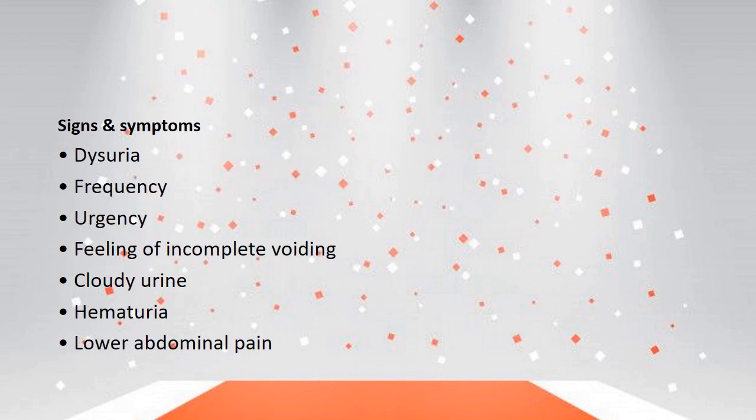The signs and symptoms may be dysuria, which basically means pain or burning sensation on urination. Then the frequency may be increased, maybe more than once every 3 hours. Then the urgency is so urgent, you really feel pressed. Then feeling of incomplete voiding. Then cloudy urine, which may be caused by accumulation of bacteria and pus. Then hematuria, which is blood in urine. Then lower abdominal pains.